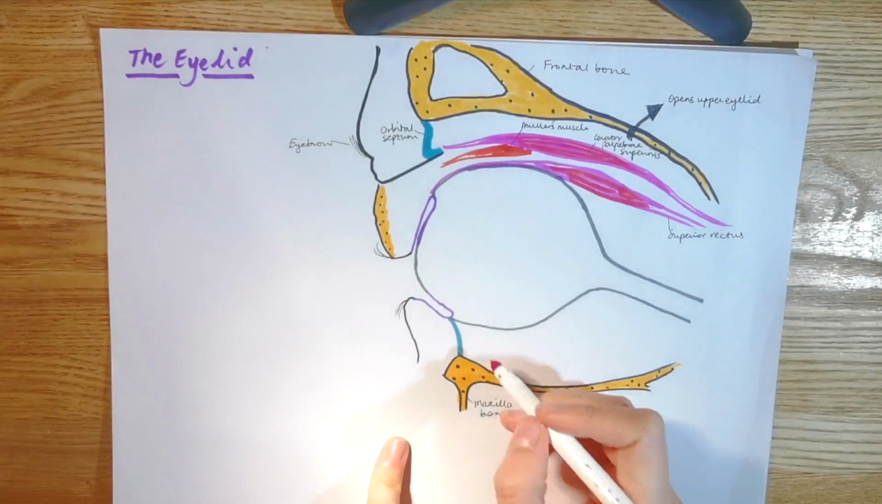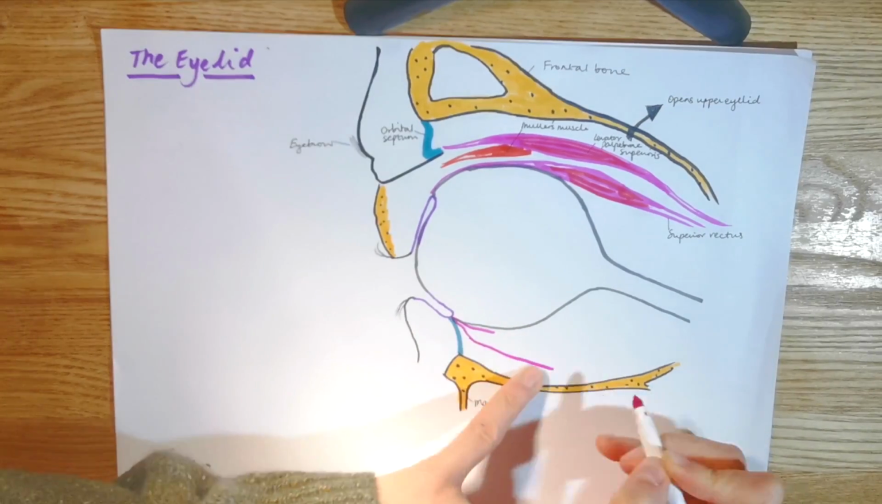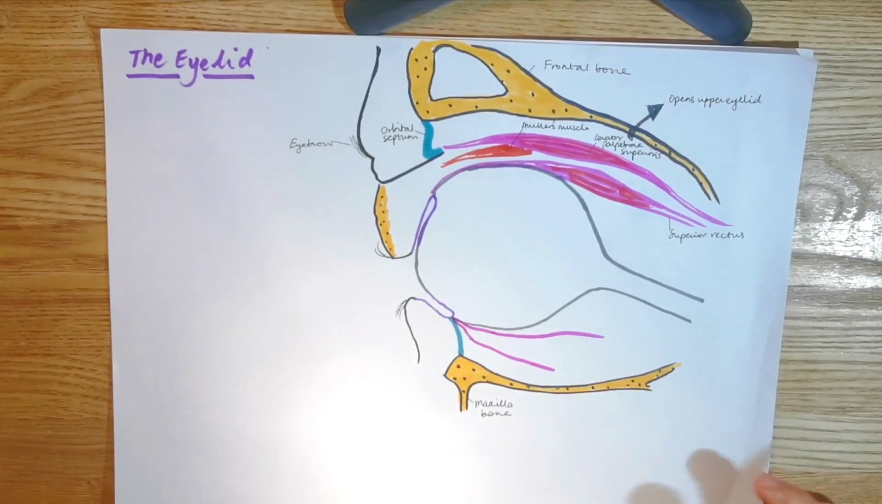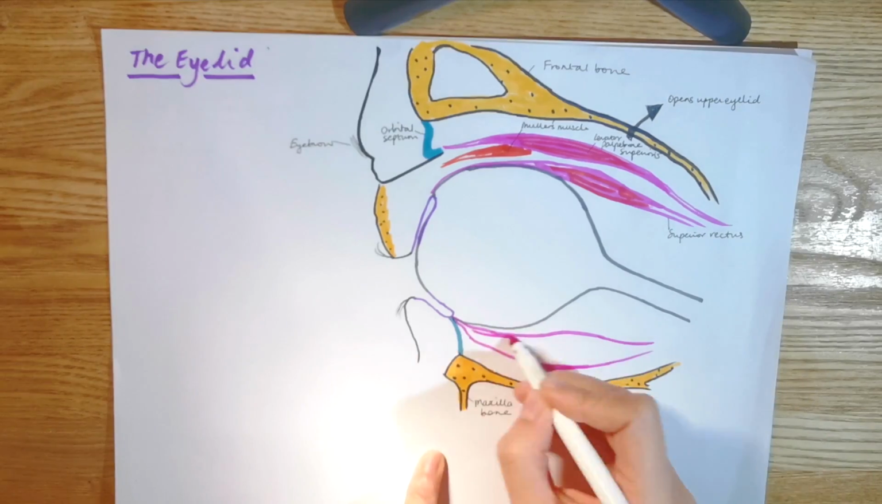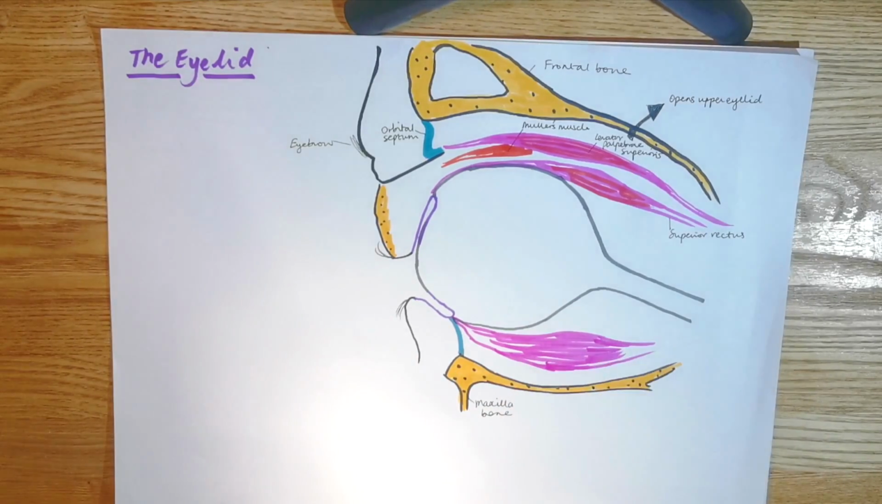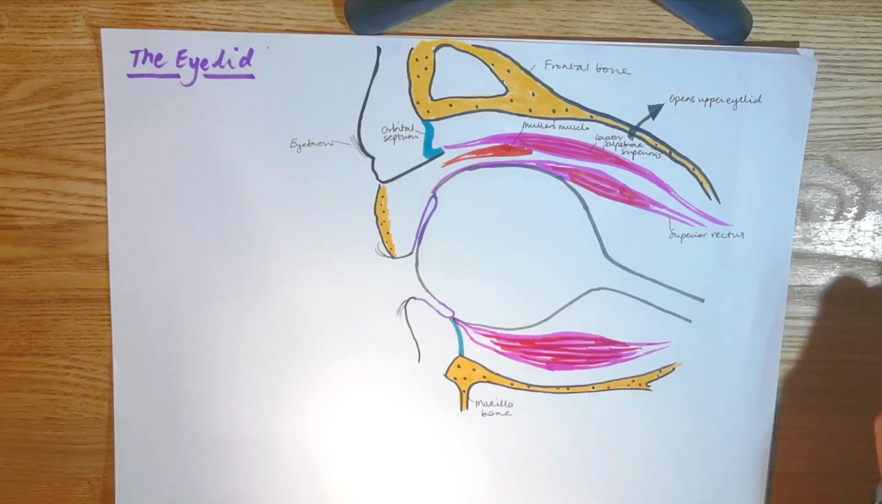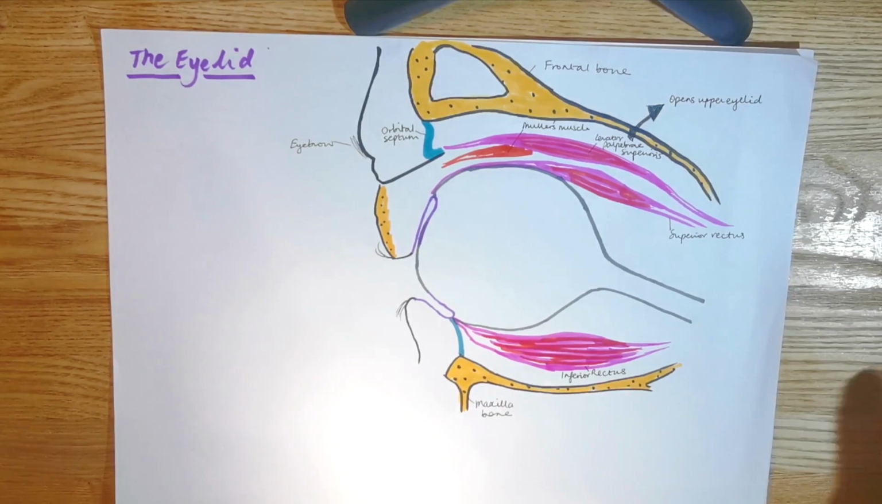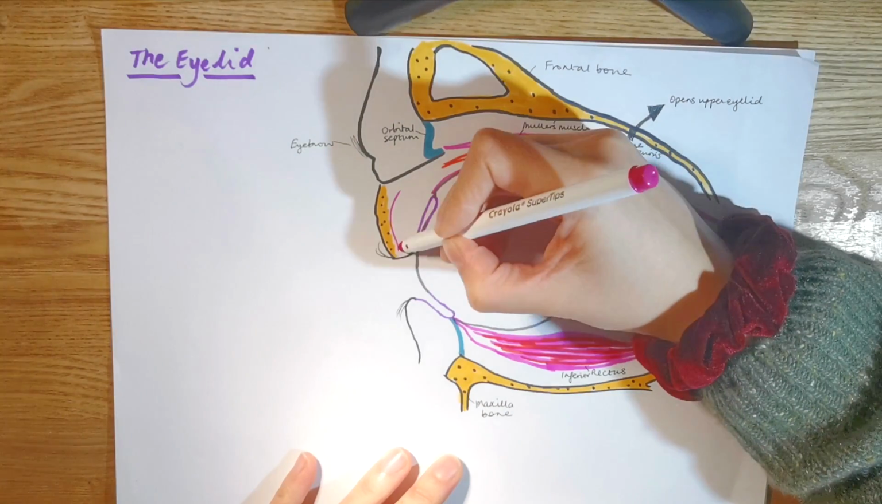superior cervical ganglion. And then moving on to above the eye is the superior rectus, which elevates the eye and adducts it and causes intorsion as well. And below is the inferior rectus, which causes depression of the eye as well as adduction, but also extorsion.